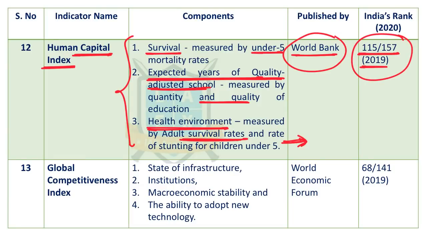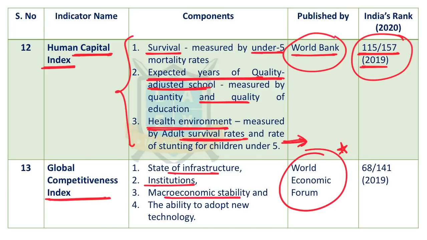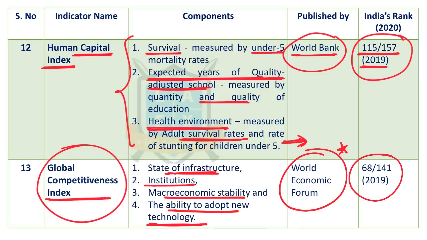The next important index is Global Competitiveness Index. This is released by the World Economic Forum. This is one of the most repeated questions in UPSC. This World Economic Forum considers state of infrastructure, institutions, macroeconomic stability, ability to adapt to new technology. These 4 components to calculate global competitiveness. Last year we got 68th rank out of 141 economies. Global Competitiveness Index by World Economic Forum.